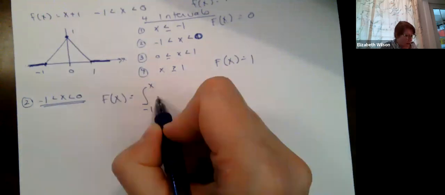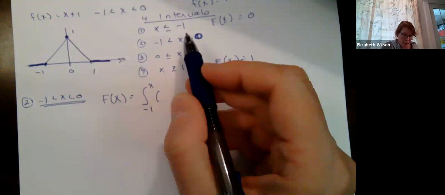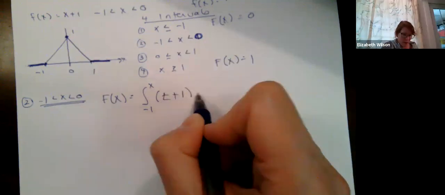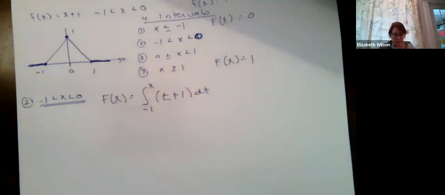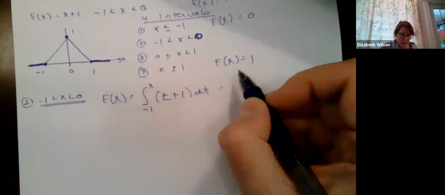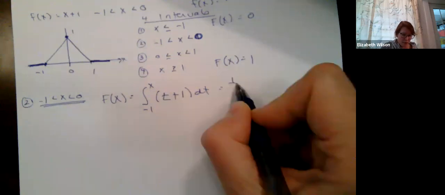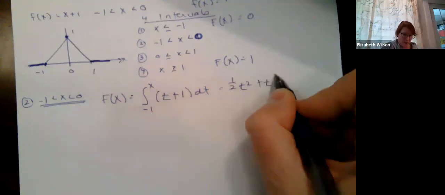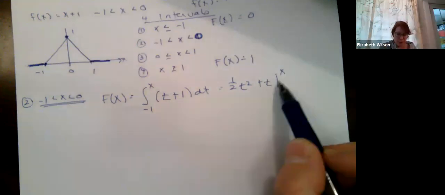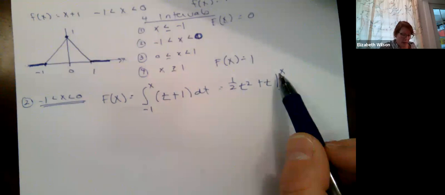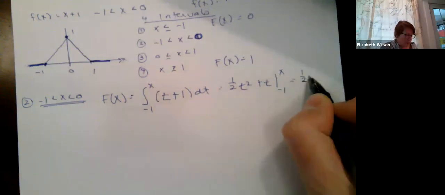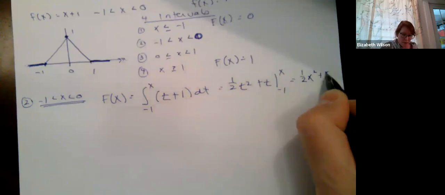So this is going to be the integral of t plus 1 dt. All I did was change the variables around so that I can integrate and get this as a function of x. When I do this, I get 1/2 t squared plus t, and I evaluate that from -1 to x. Using the fundamental theorem of calculus, what I get out of here is 1/2 x squared plus x plus 1/2.